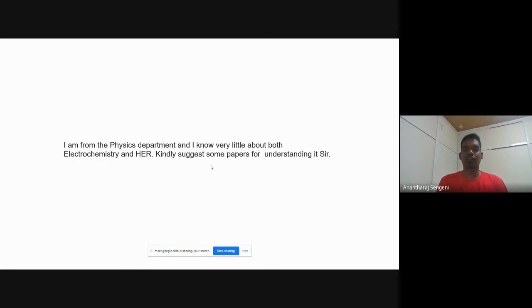And about good papers, you can start with the papers published by Bockris about the mechanism of HER and OER in the 1980s. That is a good starting point. Also, in parallel, you should read some electrochemistry textbooks in order to understand the terms used in every characterization technique. In particular, I would suggest you read Electrochemical Methods: Fundamentals and Applications by Bard and Faulkner. So these are the things where you can start.